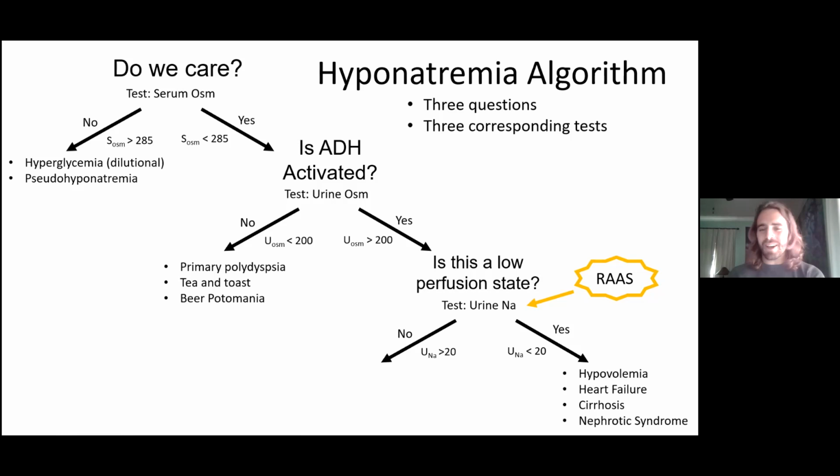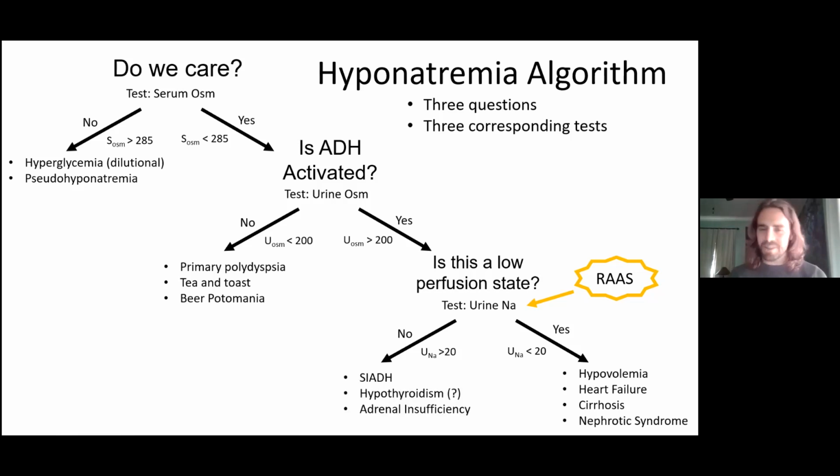So yeah, going back, again we are at this point in the algorithm where ADH is activated, but now we're at this interesting point where it doesn't seem like RAS is activated. So maybe this isn't a low perfusion state. And again, our clue here would be a high urine sodium. So the kidneys aren't caring about pulling back that sodium and hanging on to volume. So this doesn't seem like a backup mechanism for perfusion.